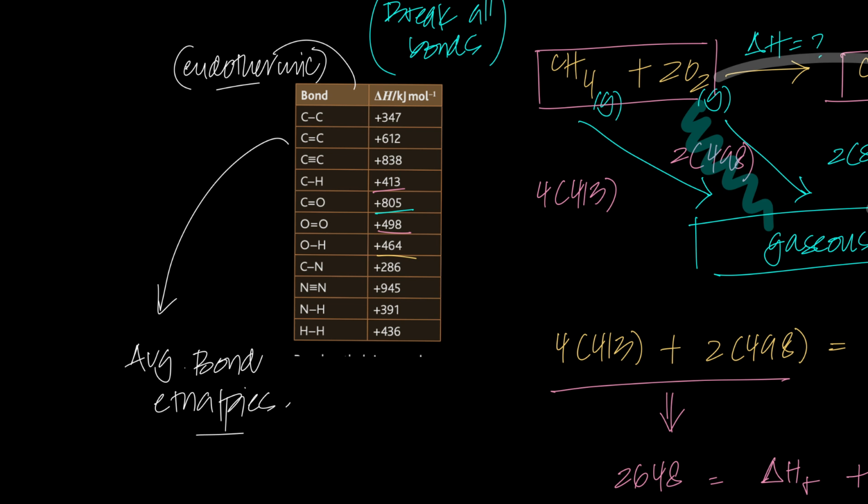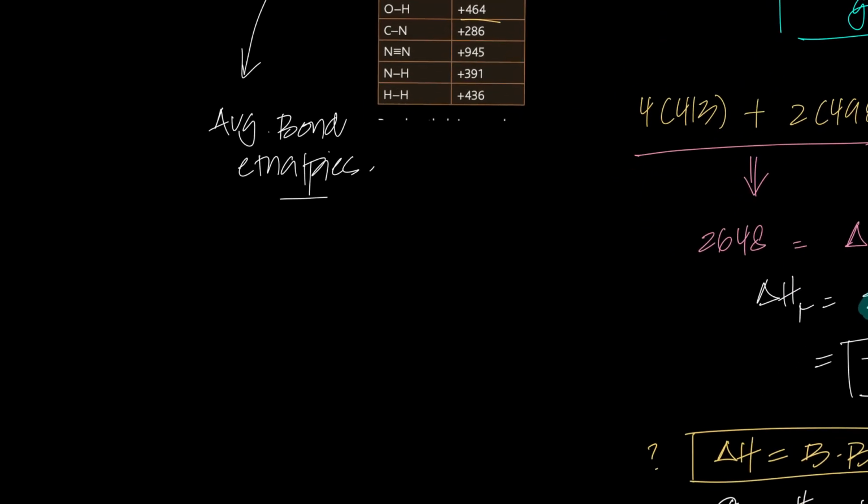Sir, what do you mean by average bond enthalpy? The reason I'm saying it's average bond enthalpy is because the energy required to break a specific bond right here varies slightly depending on the molecule it is in. It varies slightly from molecule to molecule. It depends in which molecule you are breaking the C-C bond.